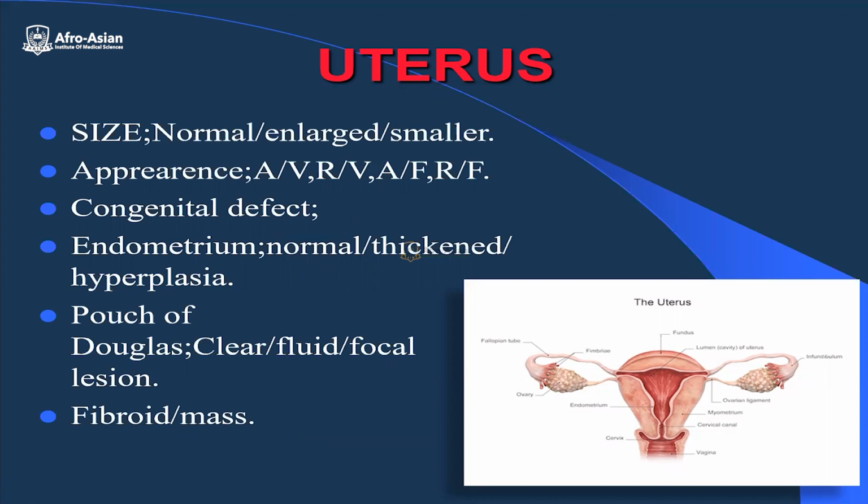Uterus, first thing. We know the anatomy: the uterus has the fundus, the body of the uterus, and the cervix. At the junction of the body of the uterus and cervix is the internal os. And then the external os is at the union of the vagina and cervix.